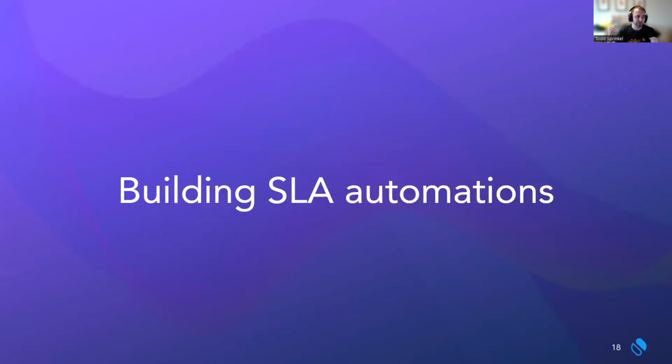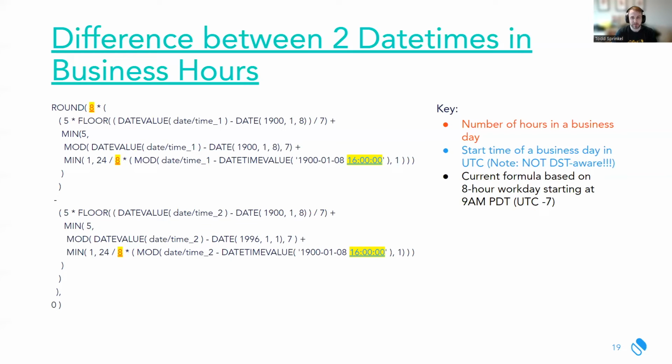So how do we actually build those automations within Salesforce itself? I'm going to start with a lot of formulas that are kind of intimidating. So this is a sample formula field for calculating the difference between two date times in business hours.